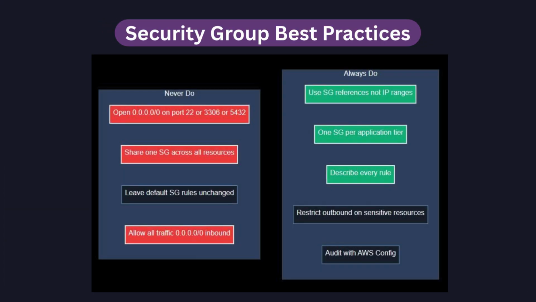Security group best practices. Security group best practices focus on minimizing risk and maintaining clarity. Always use AWS security group references instead of IP ranges whenever possible. Create separate AWS security groups for each application tier to ensure precise access control. Never open sensitive ports like SSH or database ports to the internet. Add descriptions to every rule so their purpose is clear over time. Restrict outbound traffic for sensitive resources, and regularly audit and remove unused AWS security groups to reduce the attack surface and maintain a clean environment.